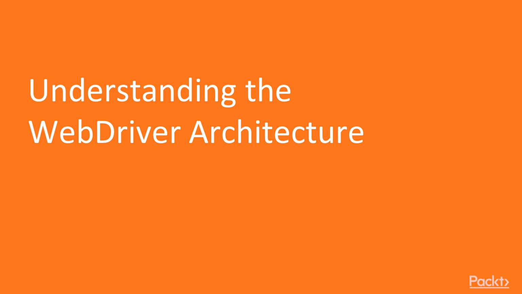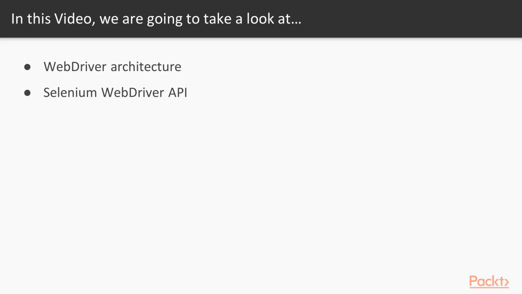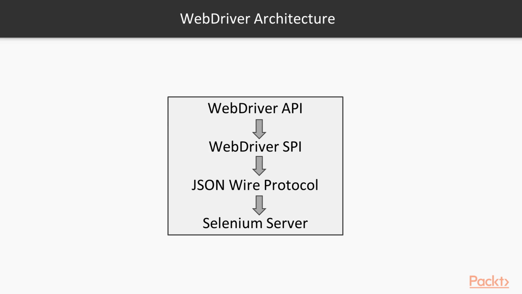The goal of this video is to understand the WebDriver architecture and WebDriver API. In this video, we are going to take a look at WebDriver architecture, Selenium WebDriver API. Let's start with understanding the WebDriver architecture. The system is made up of 4 different layers. The WebDriver API. The WebDriver API is the part of the system that you interact with all the time. The API code is made up of the WebDriver and the web element objects, which wrap the WebDriver commands.